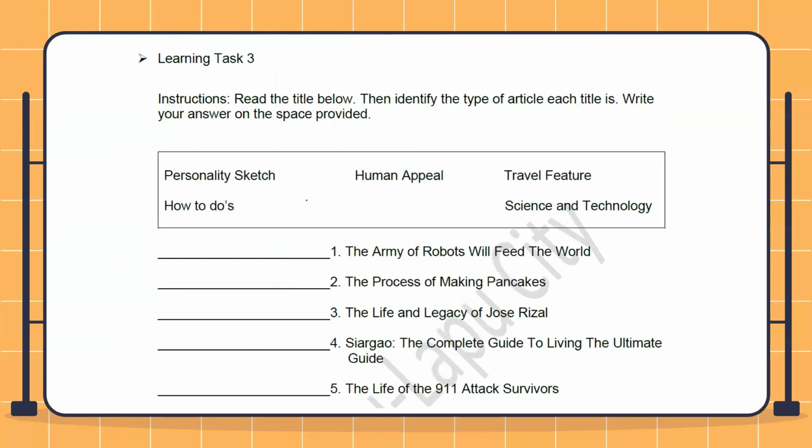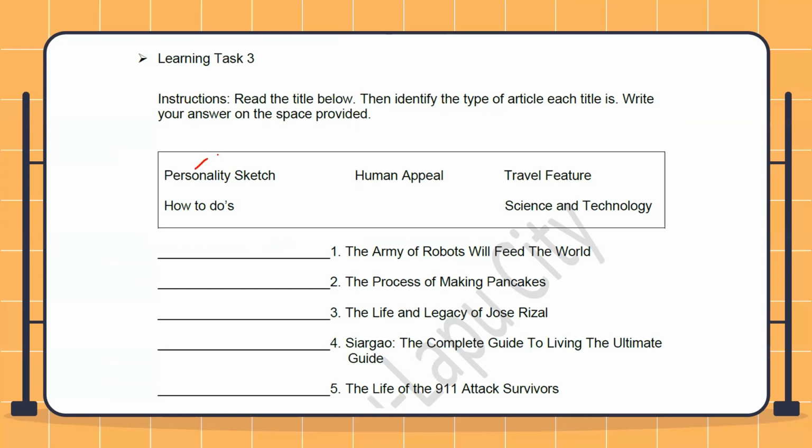Learning task number 3. Read the title below, then identify the type of article each title is. Write your answer on the space provided. 1. The army of robots will feed the world. 2. The process of making pancakes. Number 3. The life and legacy of Jose Rizal. 4. Siargao, the complete guide to living the ultimate life. And number 5, the life of the 911 attack survivors.